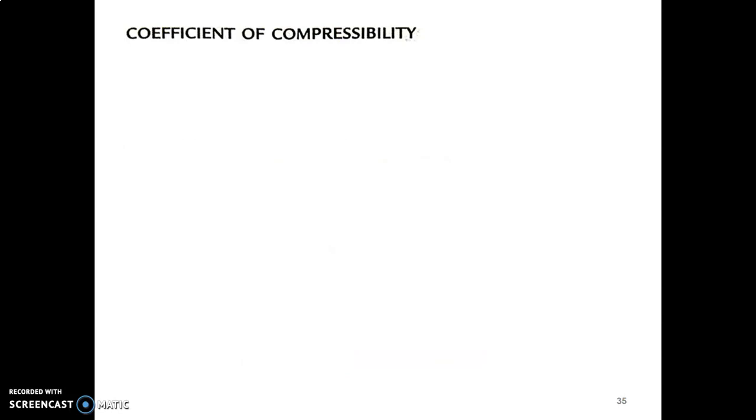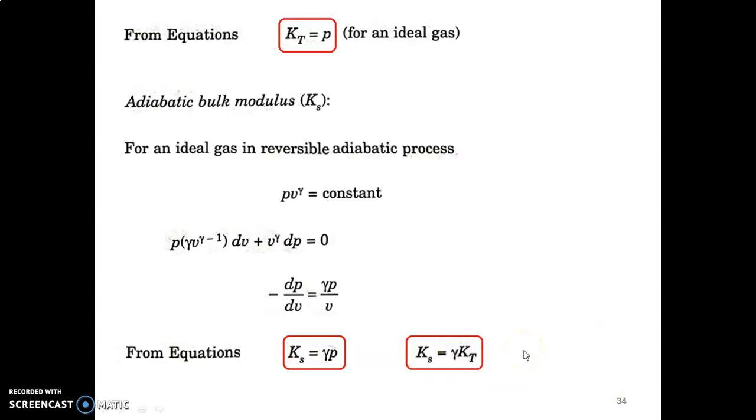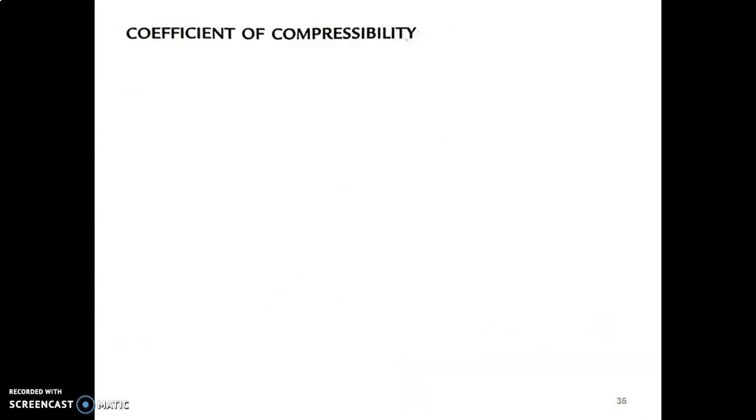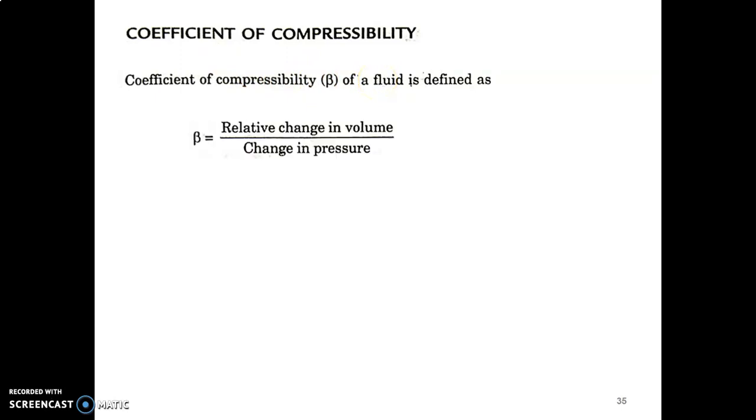Now, that was the end of the bulk modulus of elasticity. Now what is the coefficient of compressibility? The name itself seems very important because we are learning about compressible fluid flow, so we all know the importance of compressibility. The coefficient of compressibility is denoted by beta, and for a fluid it is defined as the relative change in volume divided by the change in pressure. This is too familiar, right? Because it is the reciprocal of the bulk modulus of elasticity itself. That means beta is equal to 1 by K.